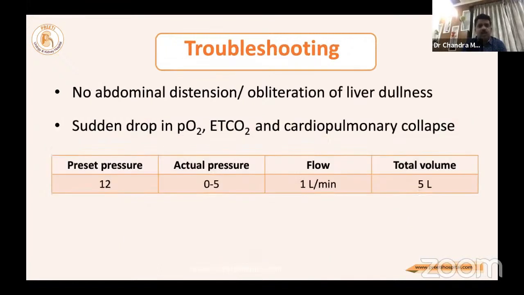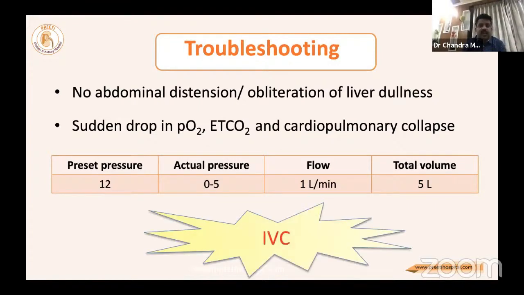Now coming to 12.5: actual pressure is very low, but flow is going on, 5 liters has gone, that means IVC. It can rarely happen. If you aspirate, it's okay. One more important point is, whenever the Veress needle is inside, if you are not in position, don't push in. Never push in the Veress needle, only withdraw. On withdrawing, if you get negative pressure, fine, or else take it out and re-put it. If by chance you push it in more, all the principles of Veress needle insertion are gone.